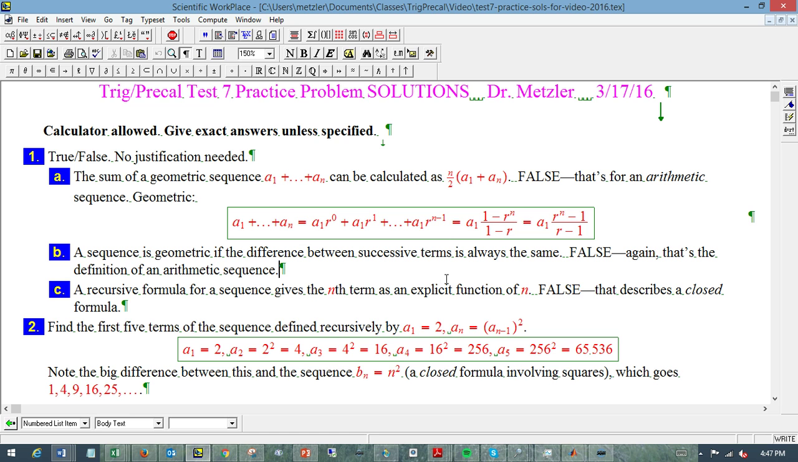Okay. A sequence is geometric if the difference between successive terms is always the same. Again, false. That's for an arithmetic sequence. For a geometric sequence, it's the ratio that is the same.